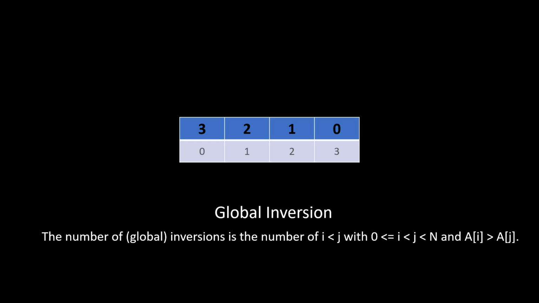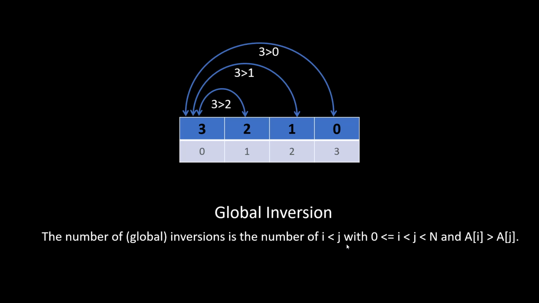Let's first take this particular example, and as per the definition given to us for the global inversion, these are the number of inversions with A of i greater than A of j, where i is less than j. So if you consider 3, you can have 3 inversions. These are global inversions because 3 is greater than 2, 3 is even greater than 1, and 3 is even greater than 0. These are the indexes and these are the numbers.